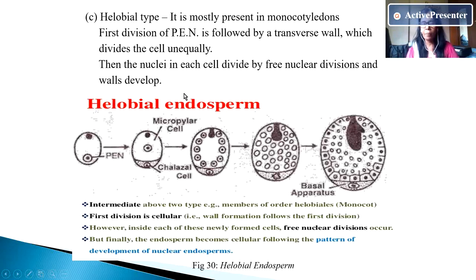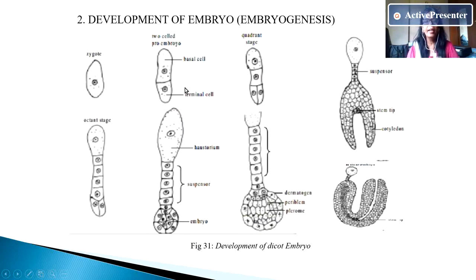Then coming to the next, development of embryo, that is embryogenesis. Here, after the fusion of the male gamete with the female gamete, the zygote will form. The zygote undergoes mitotic division and forms a basal cell and a terminal cell. Here again mitotic division continues and they will form the suspensor. And here the stem tip and cotyledons will form.